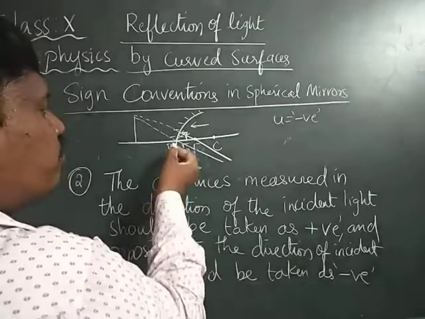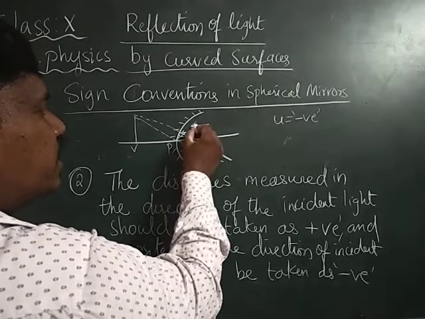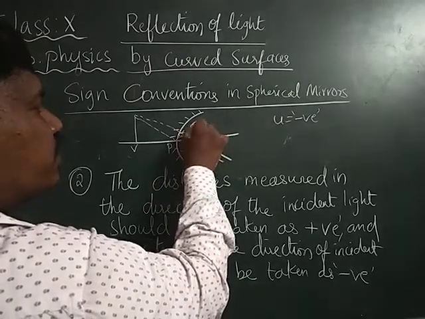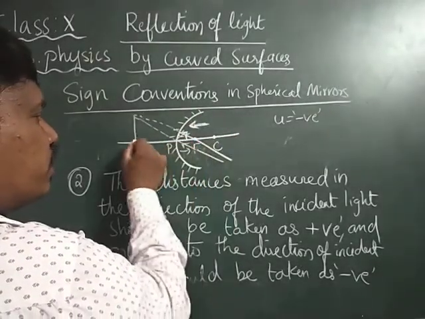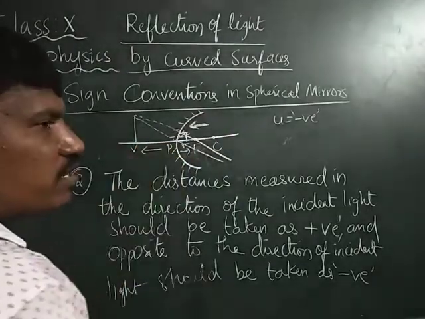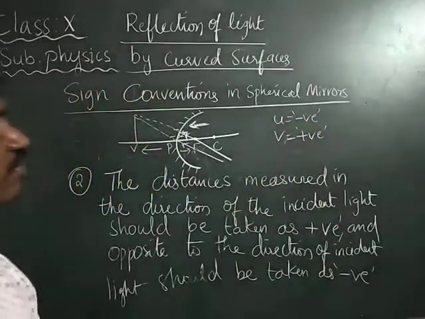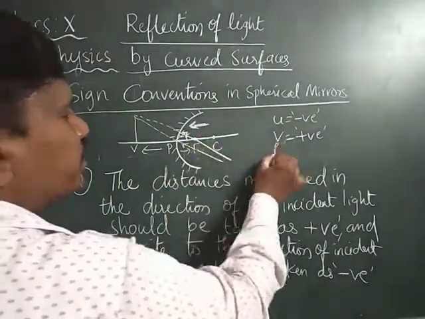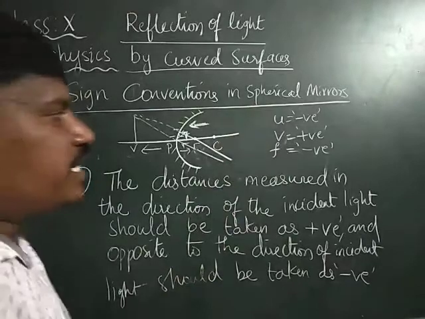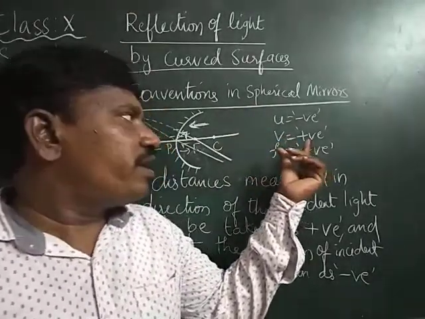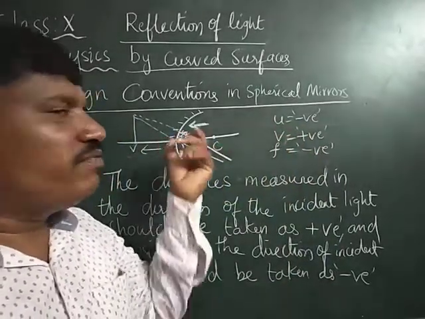Now measure the image distance. The image is formed over here, in the direction of the incident light. Measuring from the pole, from here to here, are both directions the same or different? Same. Therefore, V is positive. Then what about F? F is on the same side as the object, so F is negative. Only in this special case V is positive, that is, when the object is placed between the pole and the focal point.